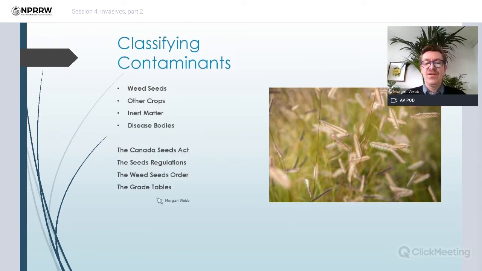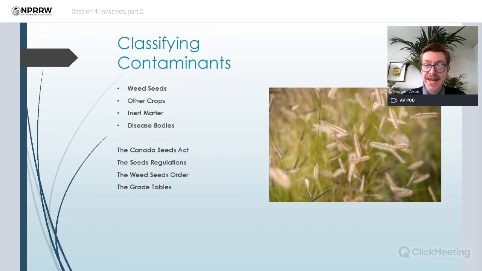So getting into how we classify contaminants. You will see us classify things into groups: weed seeds, other crops, inert matter, and disease bodies. Disease bodies is usually sclerotia bodies, or commonly in grasses would be ergot. And how we seek to do that is we use a few different tools, not just tools, but rules that we are required to follow.